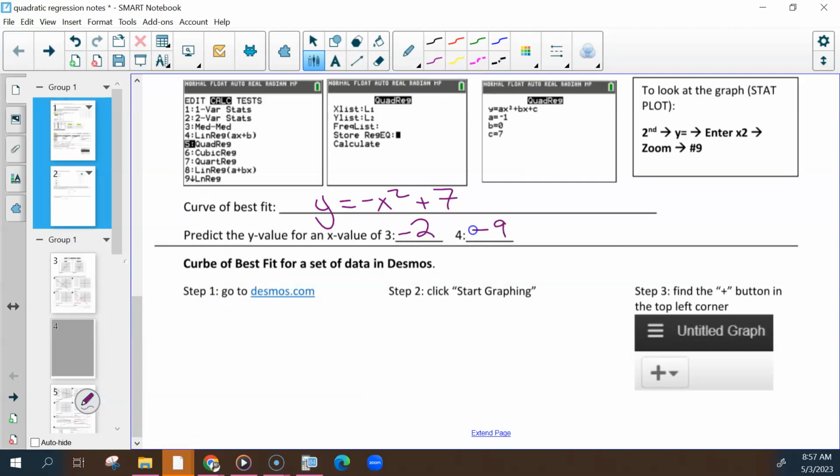We will do the calculator steps again if you miss any of that or need help with any of that. But in general, do you have any questions?